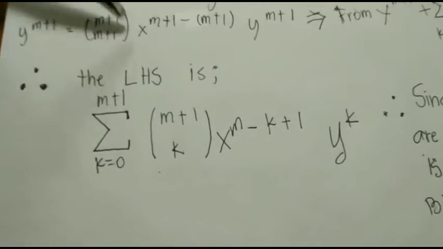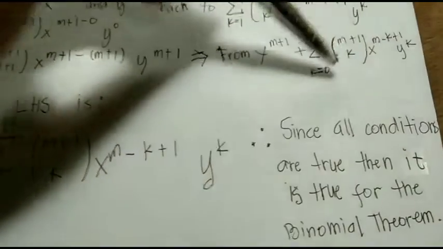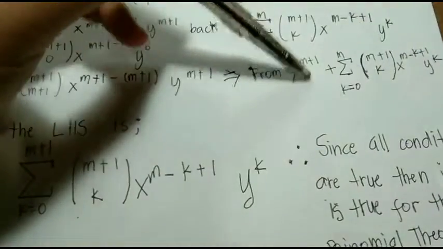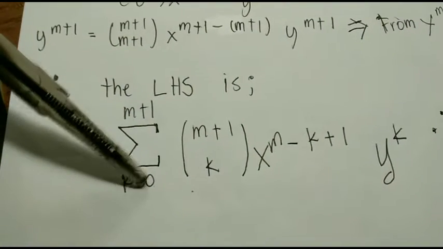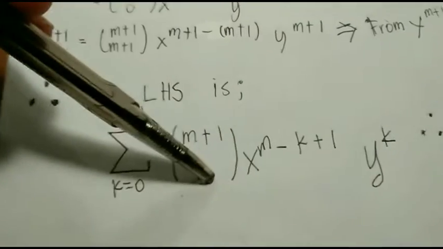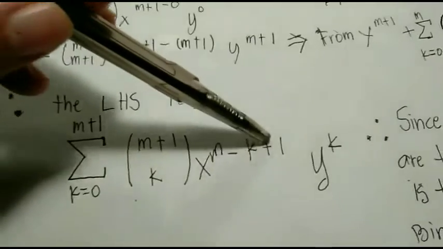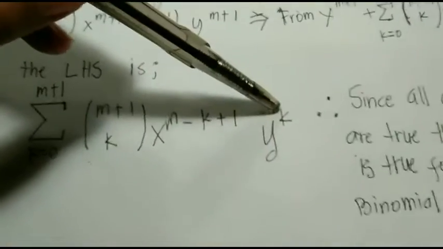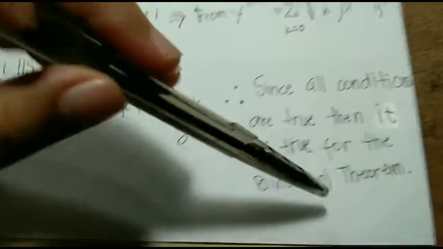Therefore, the left hand side comes from here. So this equation becomes the summation of k is equals to 0 to the m plus 1 of m plus 1 taken by k, x with the exponent of m minus k plus 1 and y to the exponent of k. Therefore, since all the conditions are true, then it is true for the binomial theorem.